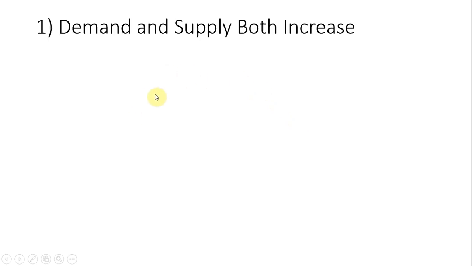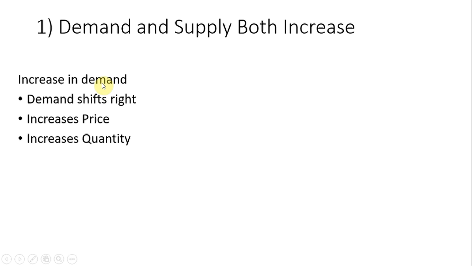The first possibility is demand and supply both increase. This is the method I like to use to try to figure out what is going to happen to equilibrium. We'll start with one effect at a time. An increase in demand, and assuming you're comfortable with an increase in demand, the demand curve shifts right. That will cause the equilibrium price to rise and the equilibrium quantity to rise.